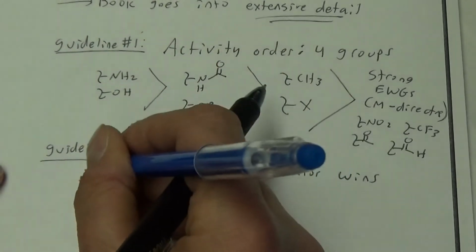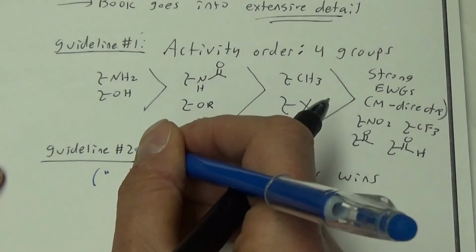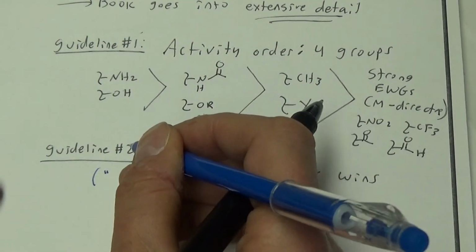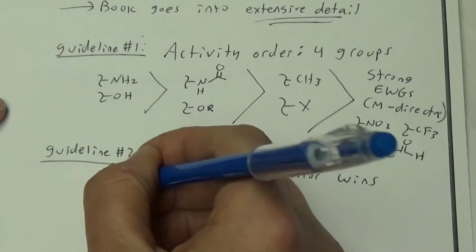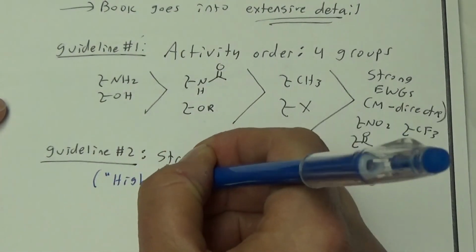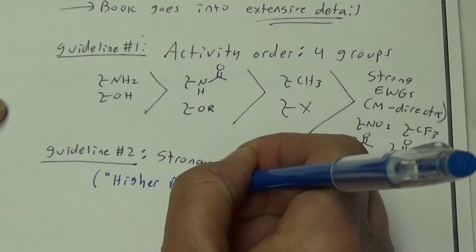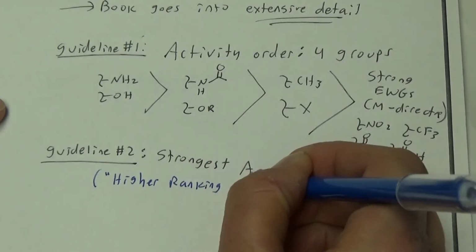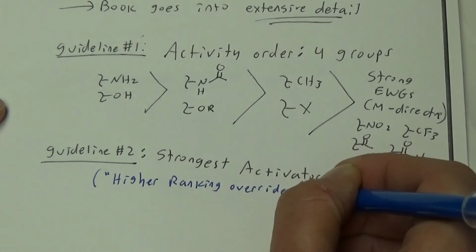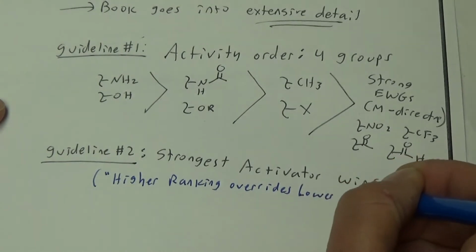Another way to say that is higher ranking groups override lower ranking groups. Higher ranking overrides lower ranking.